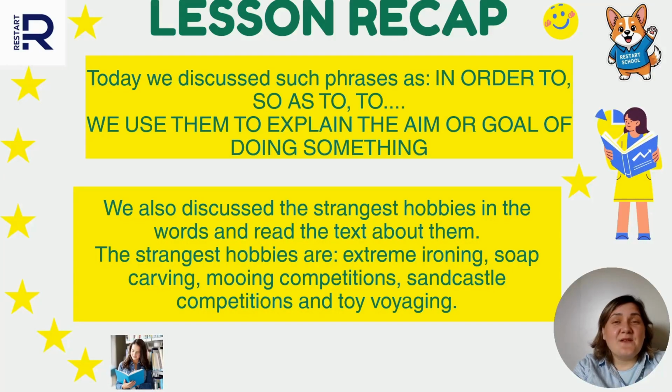So, let's have a recap for today's lesson. Today we discussed such phrases as in order to, so as to, and to. We use them to explain the aim or goal of doing something. For example, we came earlier so as not to be late. We also discussed the strangest hobbies in the world and read a text about them. The strangest hobbies are extreme ironing, soap carving, mooing competitions, sandcastle sculpting, and toy voyaging.